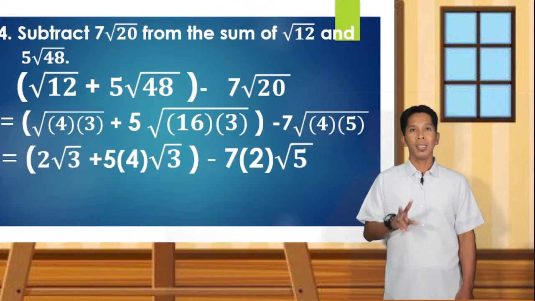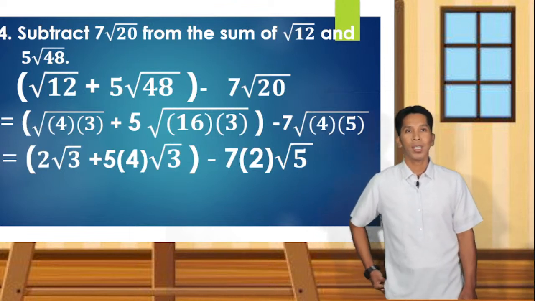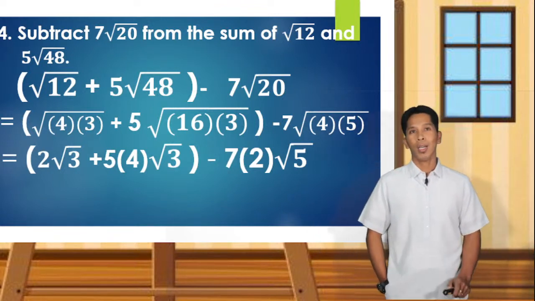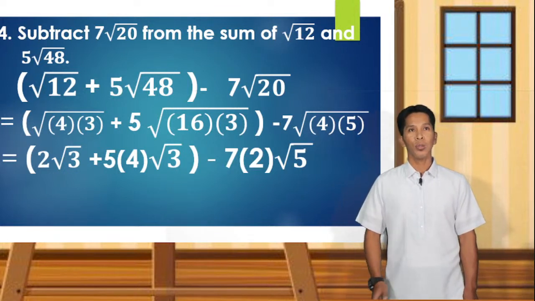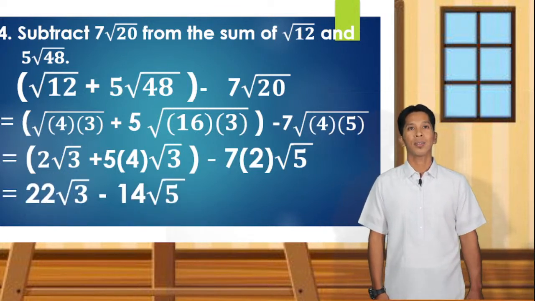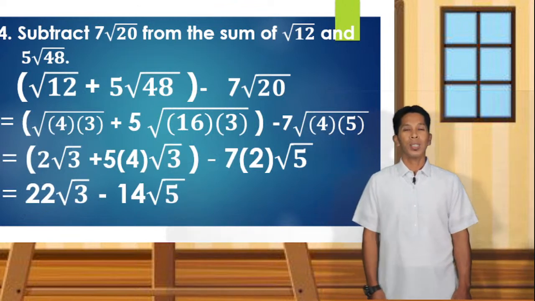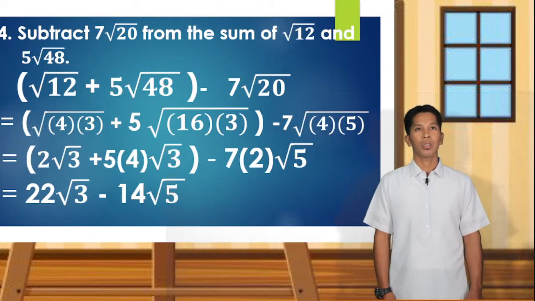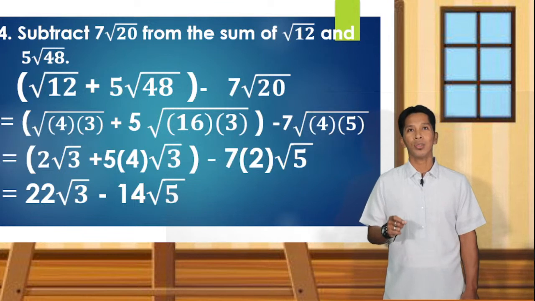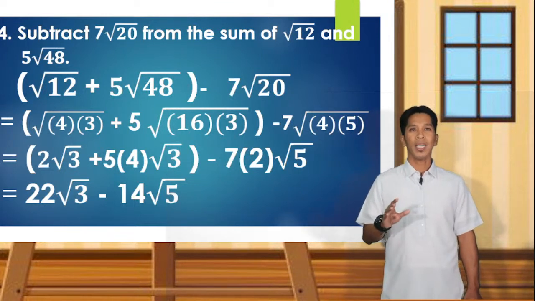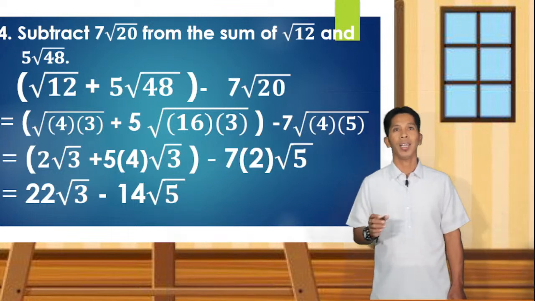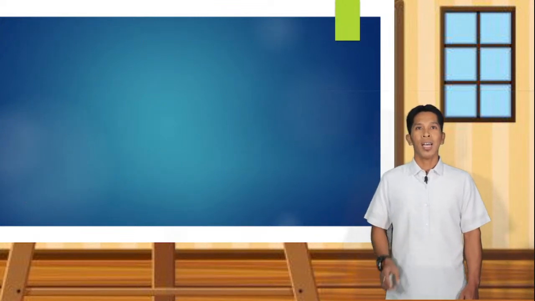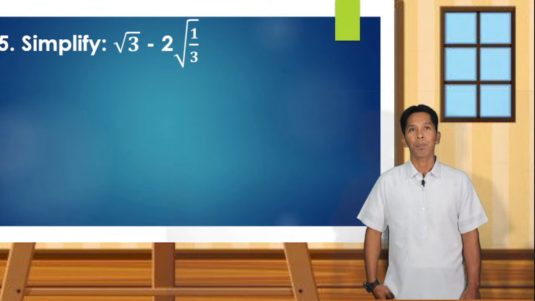So combining 2 square root of 3 plus 5 times 4 square root of 3, of course, 5 times 4, that will give us 20 square root of 3. Combining that to 2 square root of 3, that will give us 22 square root of 3 minus 14 square root of 5. So this will be our final answer in number 4, since we cannot combine anymore 22 square root of 3 and minus 14 square root of 5. So let's have the last example.